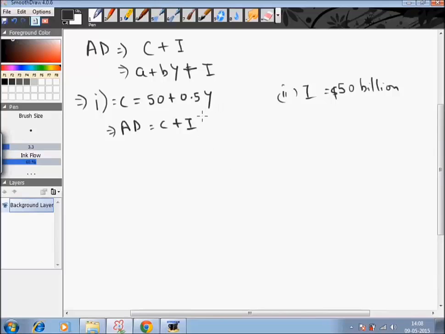is assume the values of Y and put these values in this function, which will help us derive the value of C, and to the value of C we are going to add the value of I in order to get the aggregate demand. So let's draw a schedule in order to show this. This is the aggregate demand schedule.